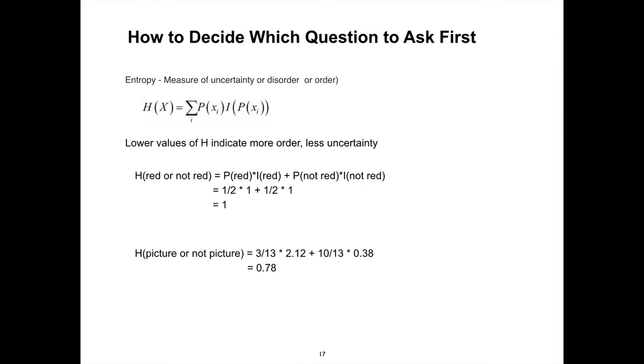Now, how does this help us decide which question to ask first? Well, our goal is to have complete order, right? To know exactly what's going on. That means having entropy being 0.